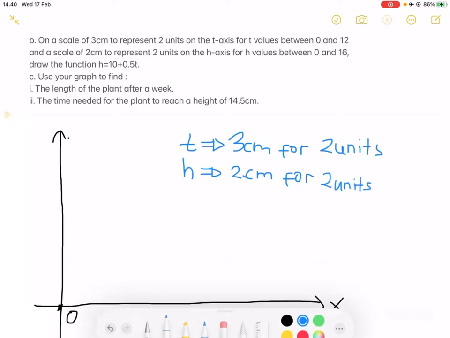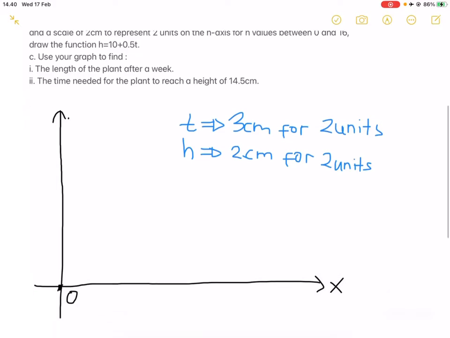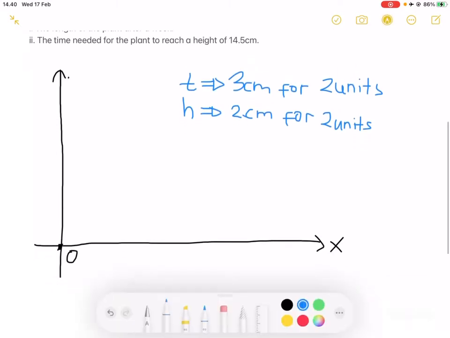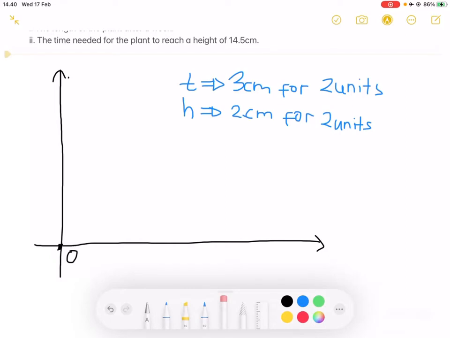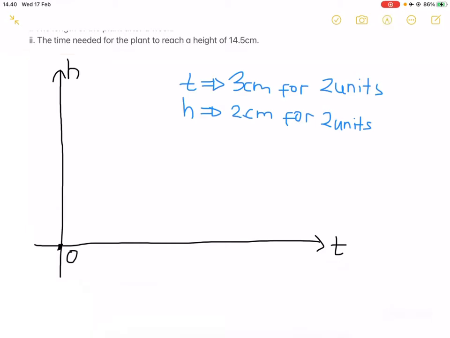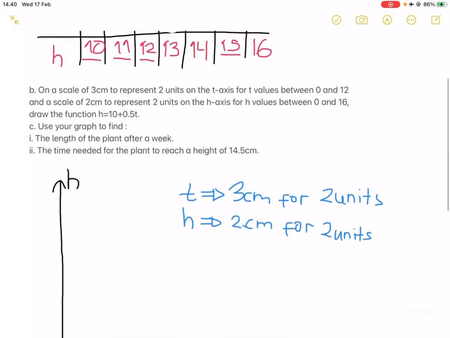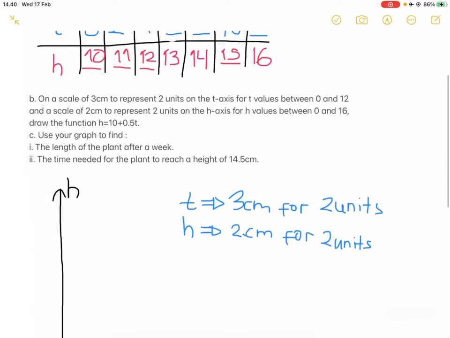And h values between 0 and 16. So I'll just change the axes right here. So I have t as the x-axis and h as the y-axis. So I just plot our points for the t-axis.